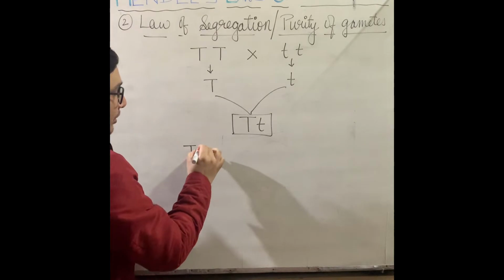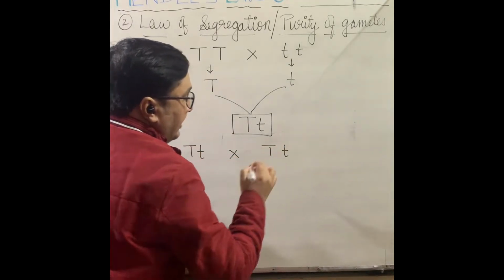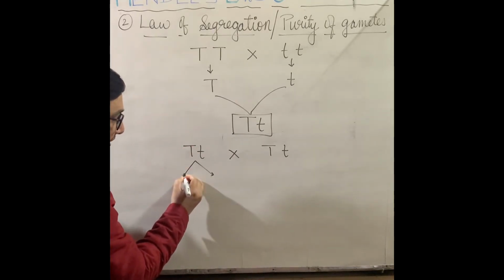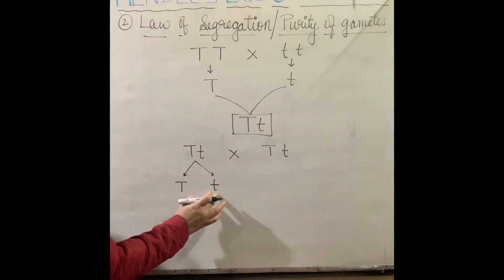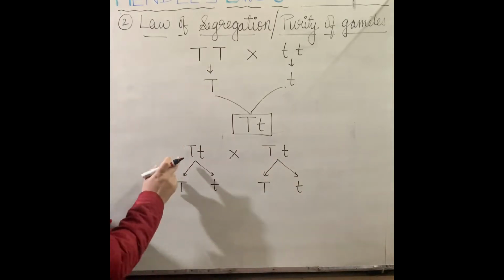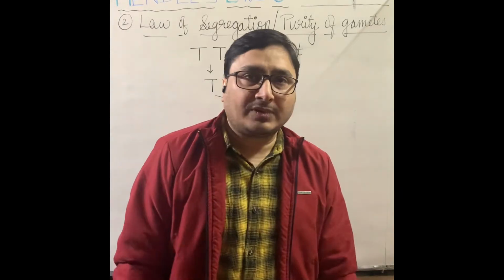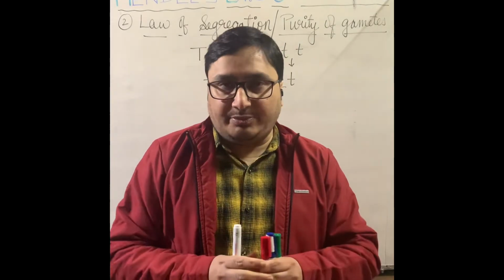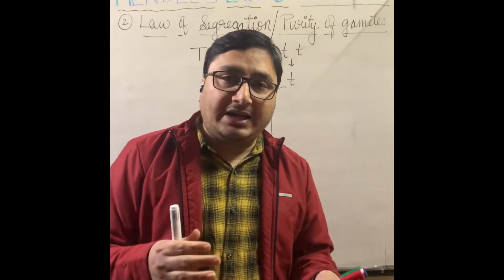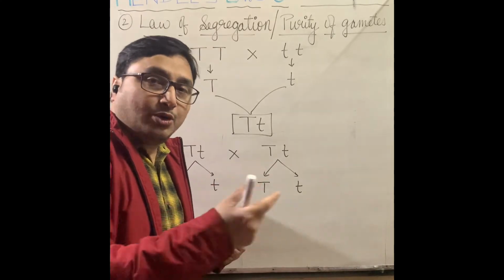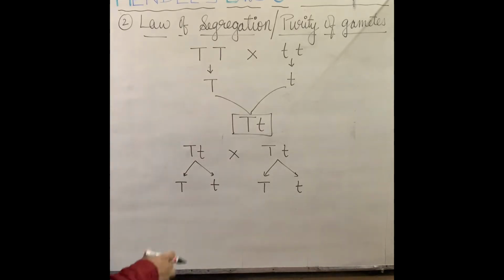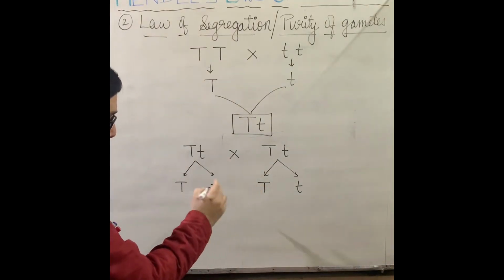Now selfing to get this F2 generation. When selfing is done, what is going to happen? When we talk about gamete formation, we will see that the alleles get separated. In both the cases, the alleles are getting separated, capital T, small t, capital T. So the alleles get separated during gamete formation, and they will combine with each other to give rise to a new combination. This is what we did in the dihybrid cross, and in the monohybrid cross also.